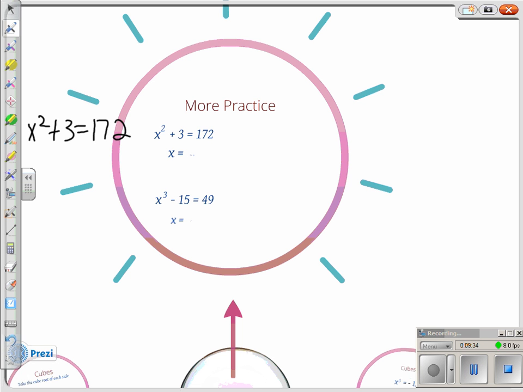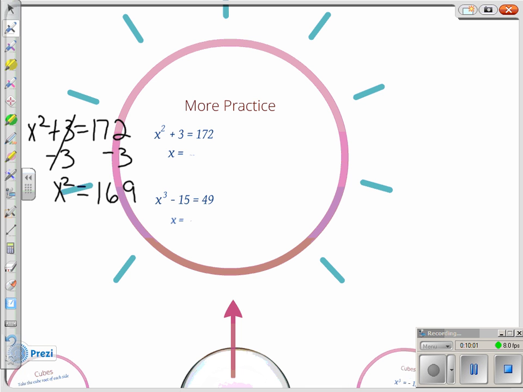When you do a one-step equation, the idea is to isolate the variable or get it by itself. We know that. Well, it's exactly the same thing if it's an x squared. We want to isolate x squared or get it by itself. So to do that, we're going to subtract 3 on both sides of the equation. That leaves x squared on the left, and that is going to give me 169 on the right. Line up your equal signs, x squared is equal to 169.